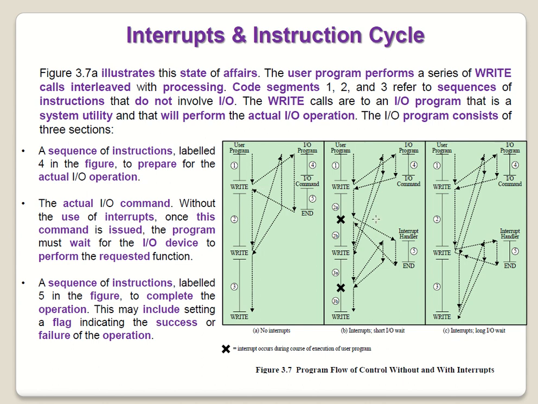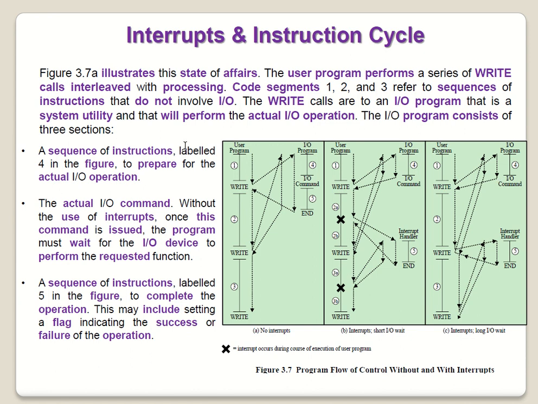And the middle column shows the flow of the program execution with interrupt, but there is a short IO waiting time. This is the one we are going to discuss, not the third one. The third one we will see later. Now let's come to the explanation.